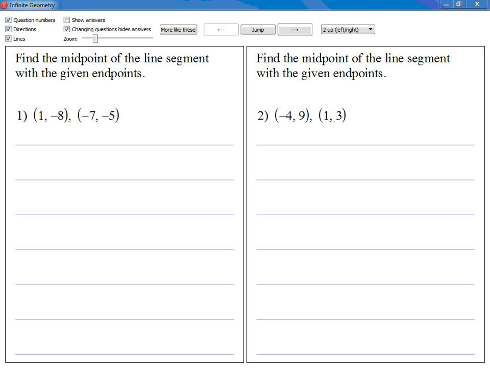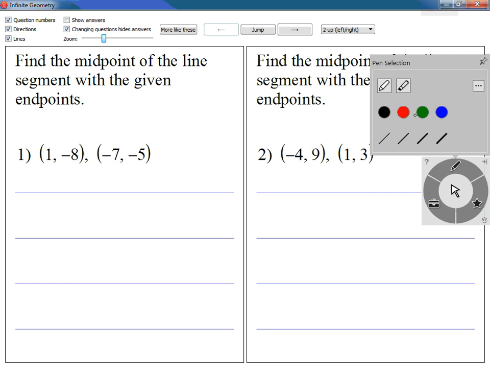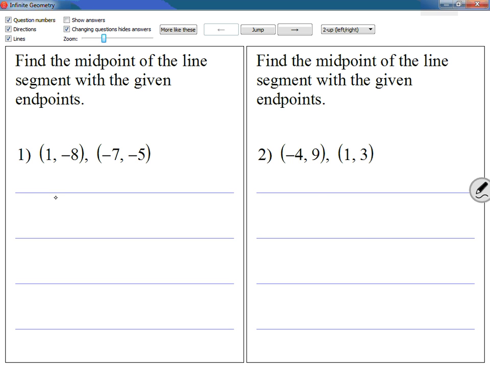Alright, so let's take a look at our worksheet. For the first two questions, it says find the midpoint of the line segment. Let me make this a little bigger. Find the midpoint of the line segment with the given endpoints. So for my x value, let me remember the formula. x1 plus x2 over 2, and for the y value, y1 plus y2 over 2.